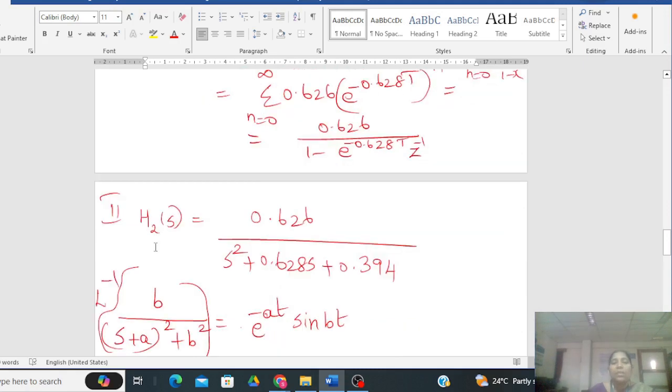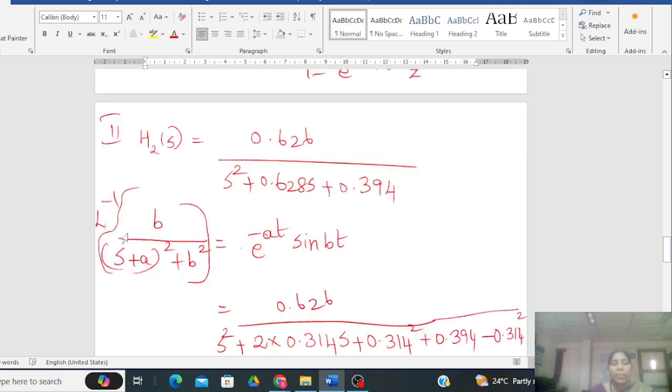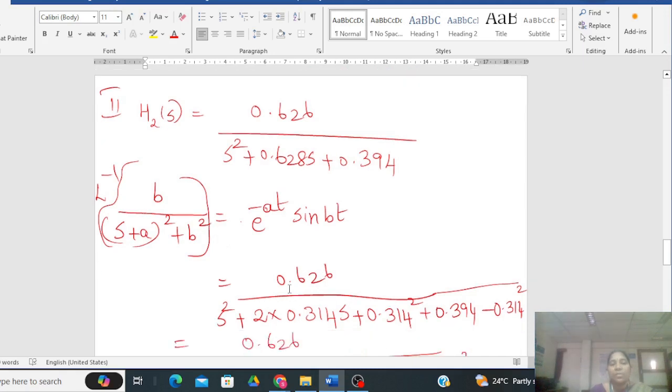Then you take the second part of the equation, 0.626 divided by s square plus 0.628s plus 0.394. In this equation, the Laplace inverse of b by (s plus a) whole square plus b squared is e power minus at sin bt. Now we have to bring this equation into this form. To do so, in the denominator we can write 2 into 0.314s. So 0.314 is nothing but a. So we will be adding 0.314 square and subtracting 0.314 square.